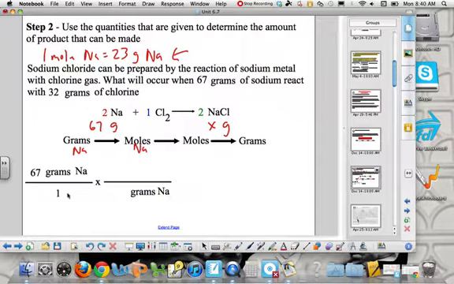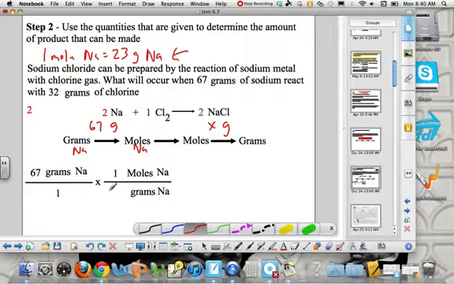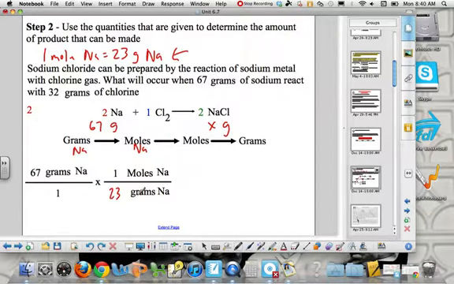So how do I want to do this? Well, we said that 1 mole, and that's what I want to have on top, that's what I'm trying to go to, 1 mole of sodium is equal to, and we wrote in 23 grams. That's what that came from, 23 grams. That came from the periodic table. So this value here came from the periodic table.